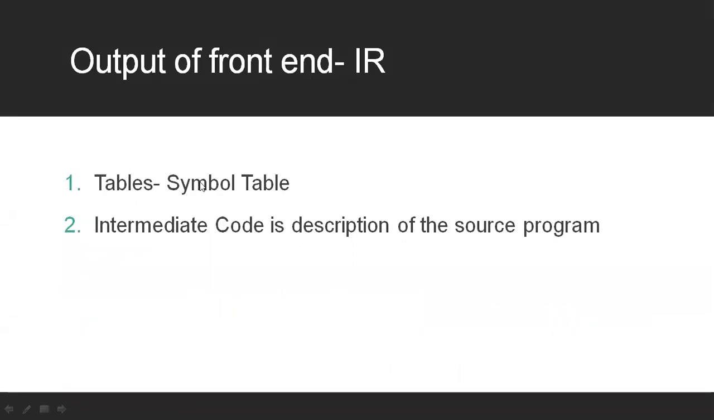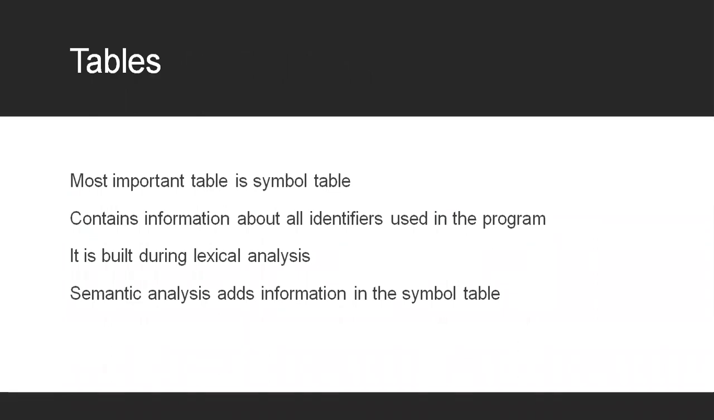Output of front end is IR. What is IR? IR contains tables like symbol table, constant table. I'm representing symbol table here, and intermediate code, which is the description of the source program. Now, what exactly is this that you are interested in? So let us see what is the table and what is the content of the table. So the most important table is called the symbol table. Now, what is meant by symbol? I already told you. Symbol, identifier, variable as you say in C language, all are the same.